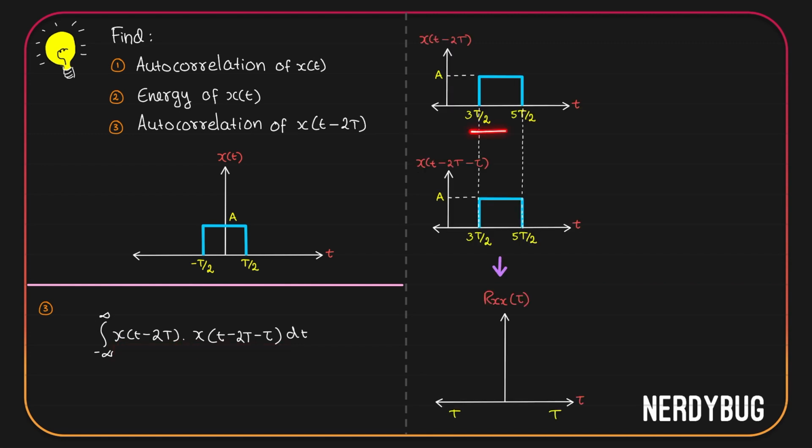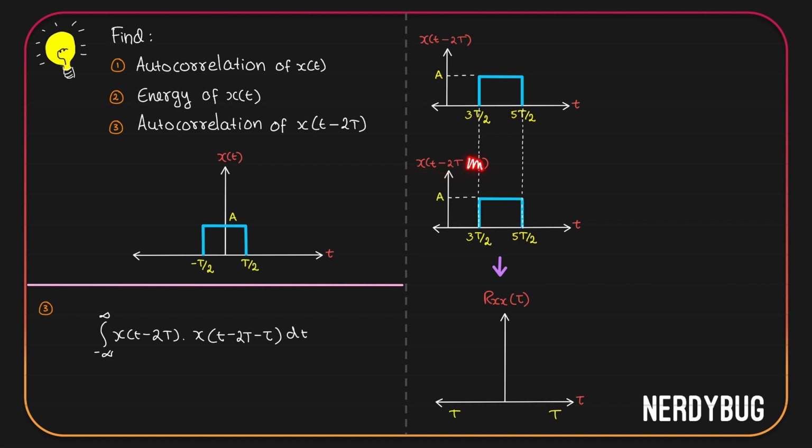To show it graphically, let us take these two. X of t minus 2T is x of t that is shifted 2T units towards the right. So this point, which was at minus T by 2, will now be at minus T by 2 plus 2T, that is 3T by 2. This point that was at T by 2 will now be at T by 2 plus 2T, that is 5T by 2. So this is x of t minus 2T. Similarly, the shifted version will also get shifted by 2T. It will be x of t minus 2T minus tau.